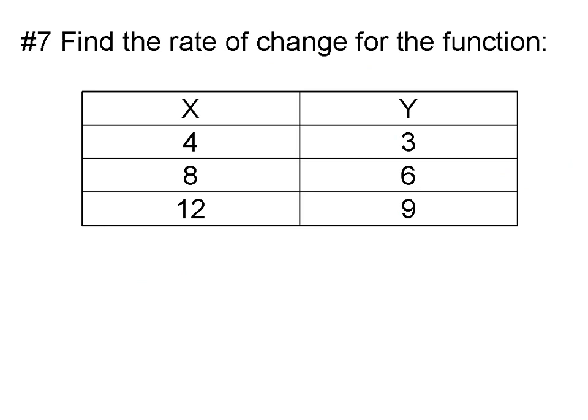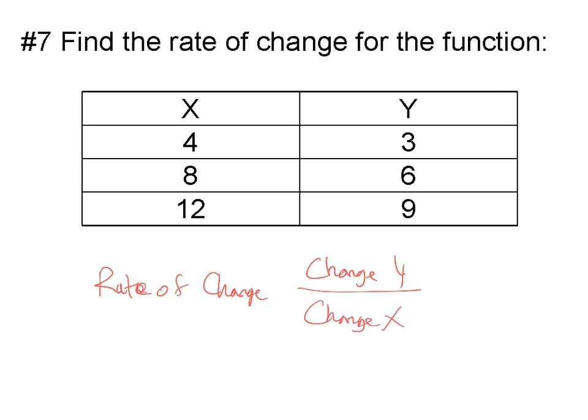Number 7, they want you to find the rate of change. Remember, rate of change is this equation, the change in y over the change in x. Careful to put your y on top, okay? So we're going to look at the y's first. What did we change from that one to that one? We went up 3. And then what did we change on the x's? We went up 4. There we go. It's as simple as that. If you can reduce it, do it. That one I can't. There's my rate of change, 3 over 4.